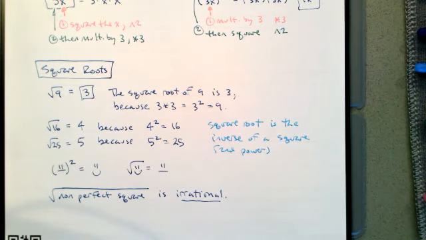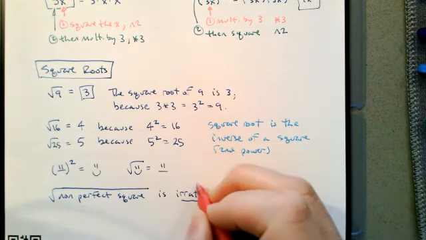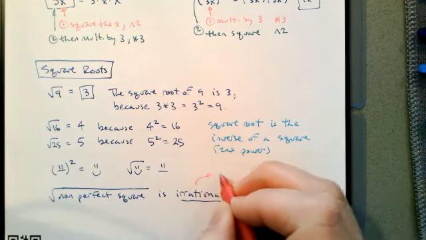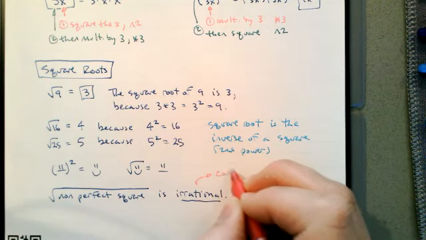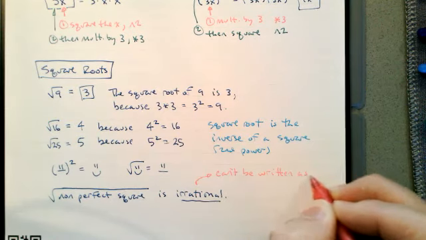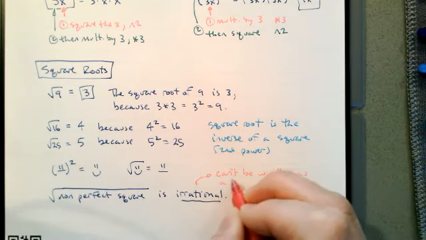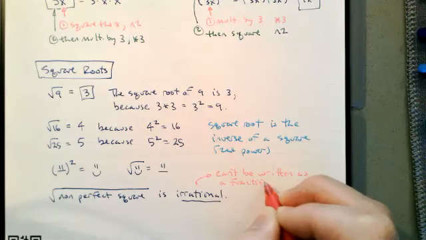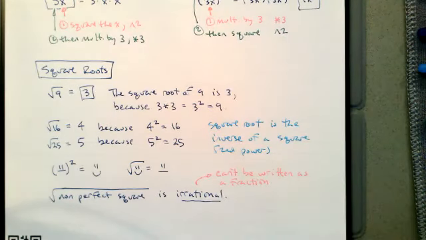What that means, it's not a fraction. It can't be written as a fraction. Rational means it can be written as a fraction. So irrational means it can't be written as a fraction. That means its decimal form neither repeats nor terminates.